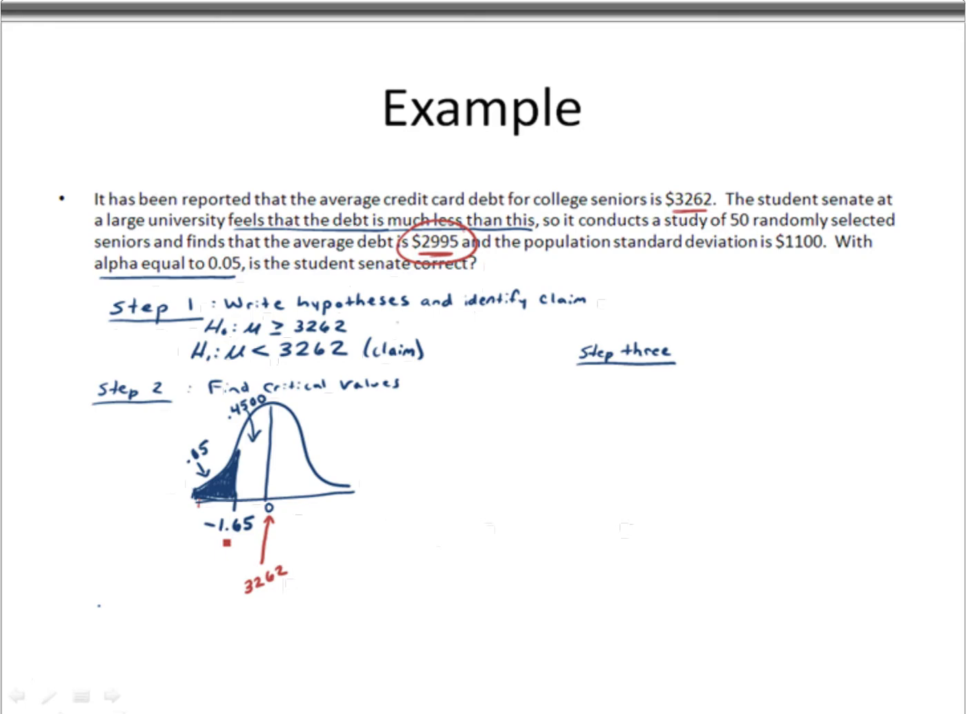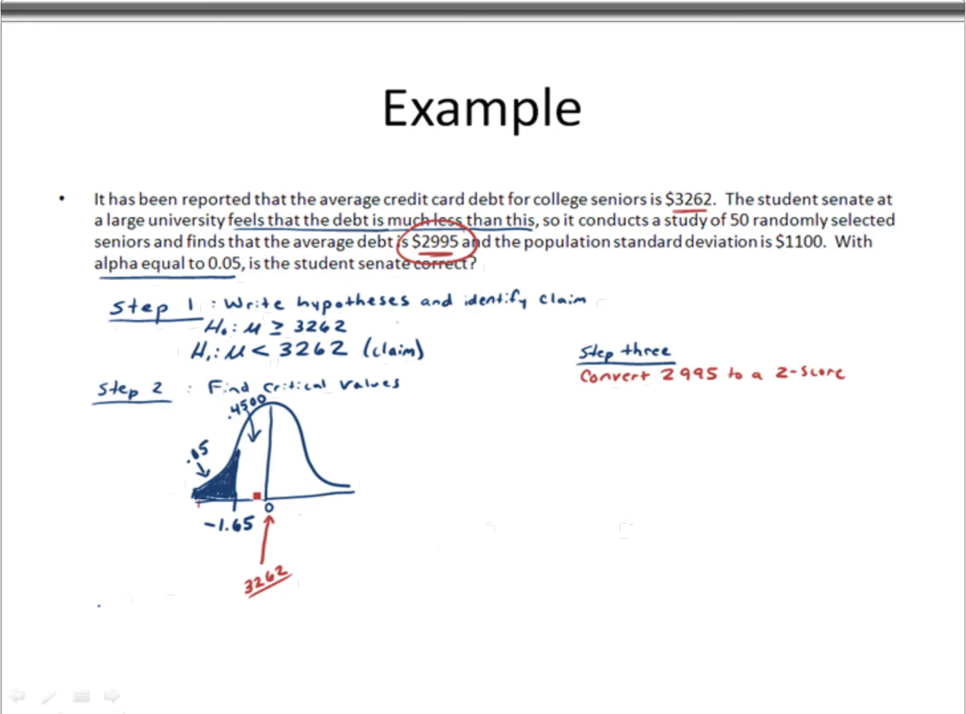And think about how you're going to do that, because the 1.65 is a z-score, and the 29.95 is just like this regular data value. And so in order to truly compare those two numbers, they've got to have the same units. And so step 3 is to take that 29.95 and convert it to a z-score so that you know where that number falls in relation to that 1.65, whether it's significantly less than 32.62 or just a little bit less than 32.62.